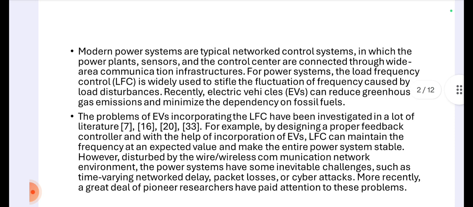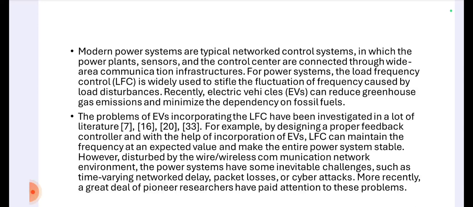So here, modern power systems are typical networked control systems in which the power plants, sensors, and the control center are connected through wide area communication infrastructures. For power systems, the load frequency control (LFC) is widely used to stifle the fluctuation of frequency caused by load disturbances. Recently, electric vehicles (EVs) can reduce greenhouse gas emissions and minimize their dependency on fossil fuels.